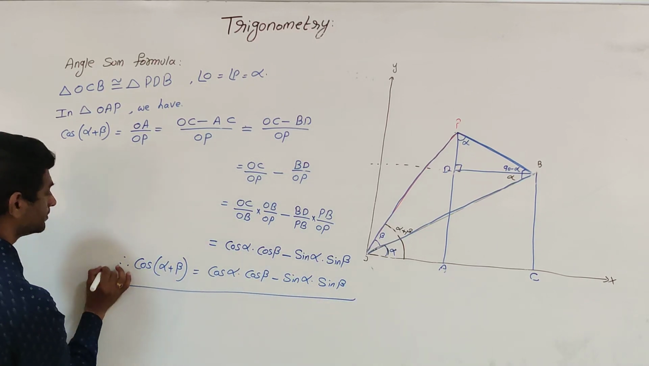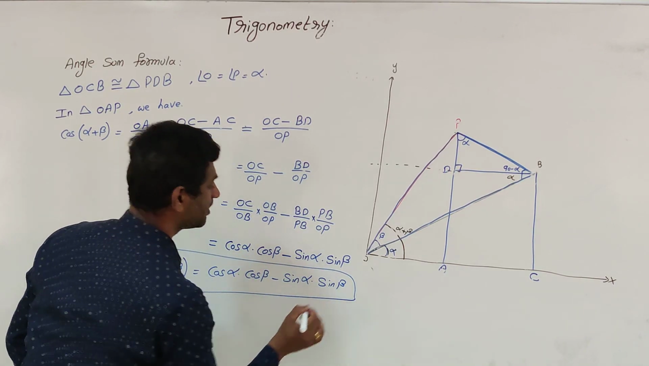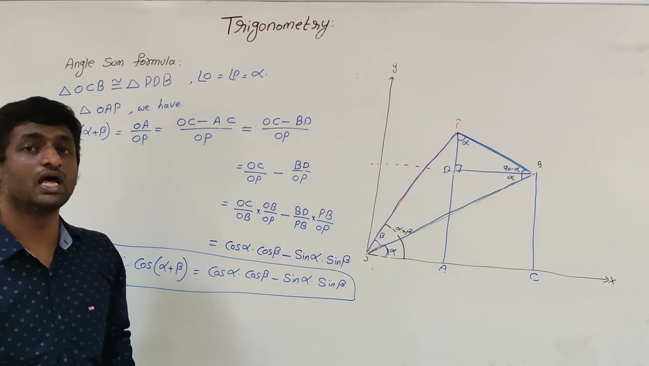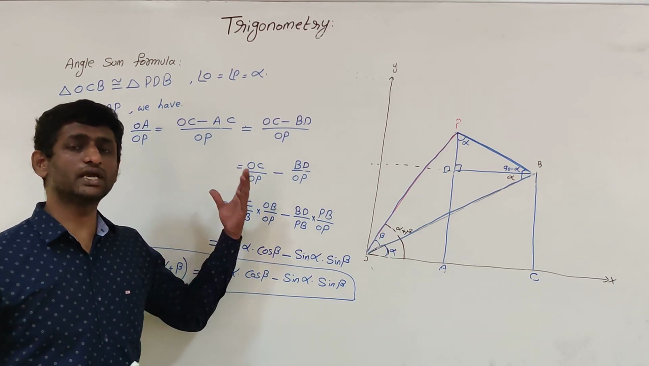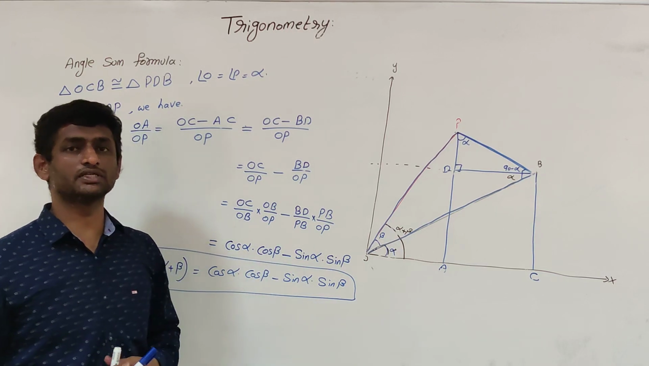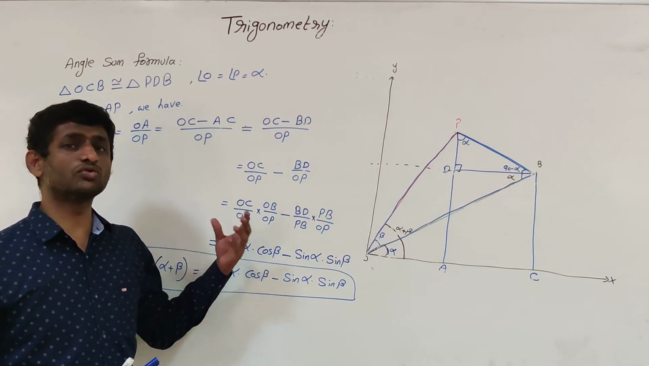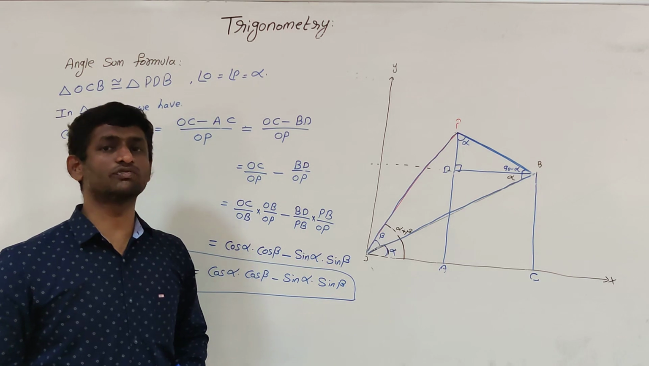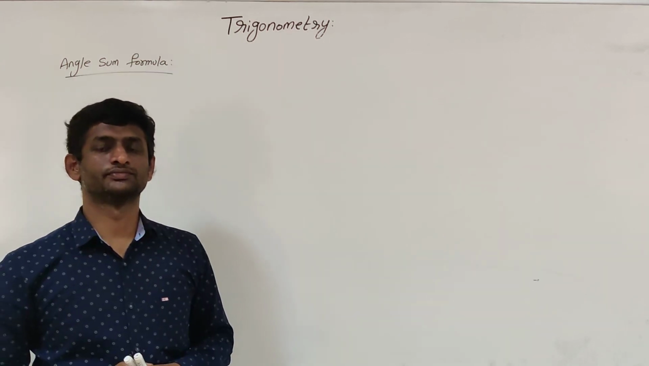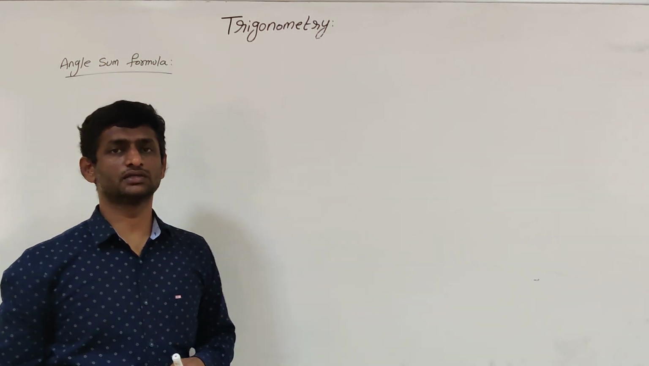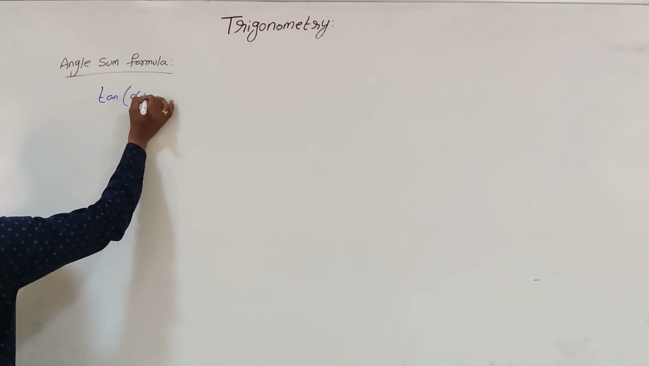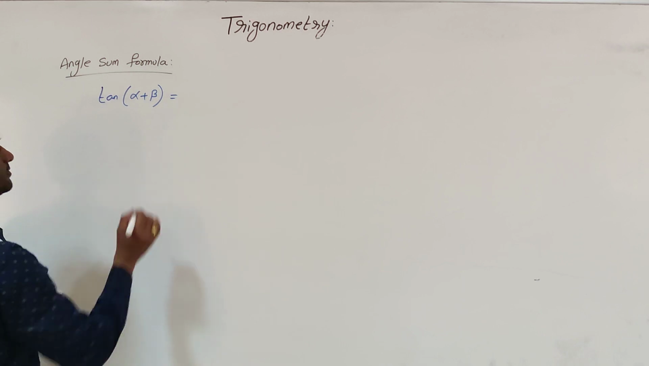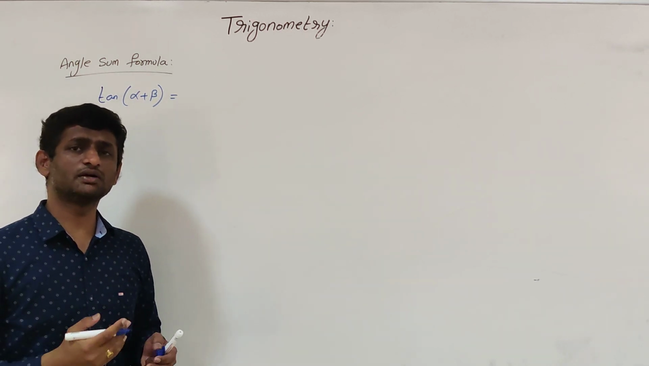So this is the proof for the trigonometric ratio for alpha plus beta, that is for cos of alpha plus beta. As we know sin of alpha plus beta and cos of alpha plus beta, we will try to find out what is tan of alpha plus beta as well as cot of alpha plus beta. Tan of alpha plus beta. So tan theta can be written as sin theta by cos theta.